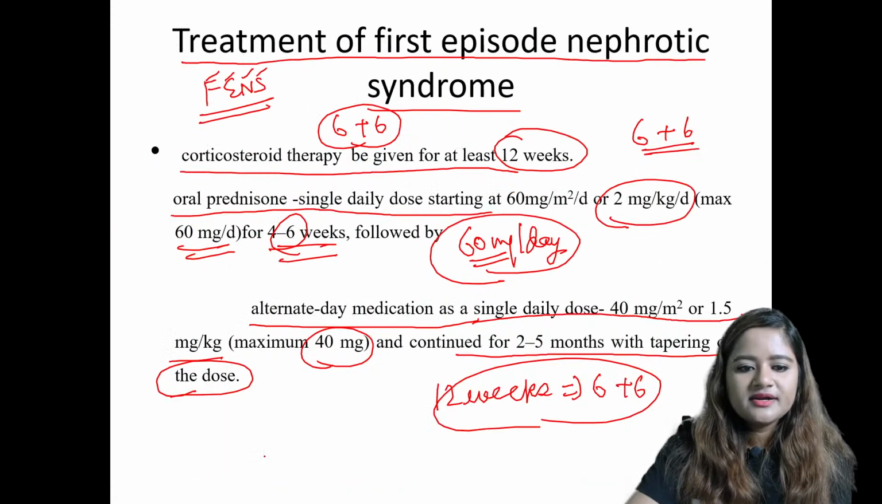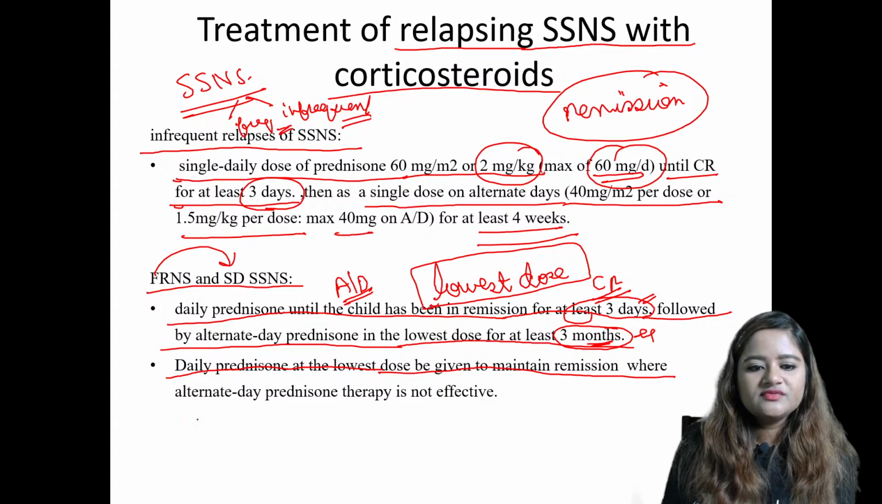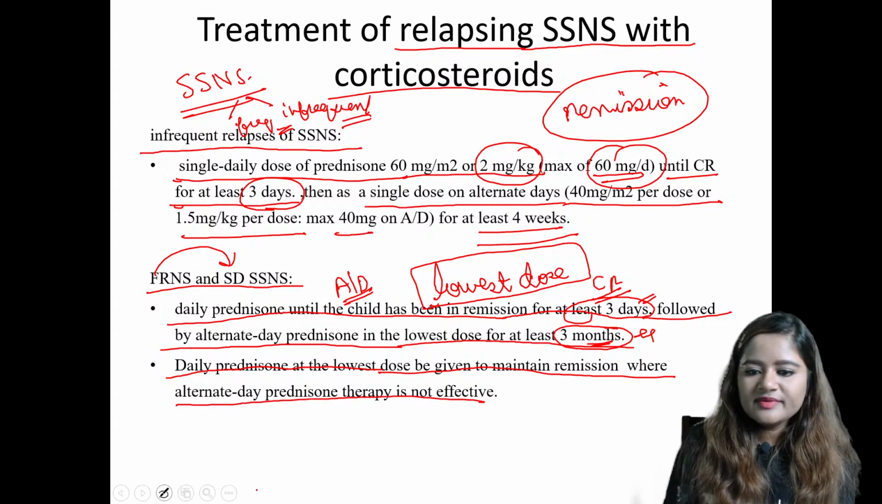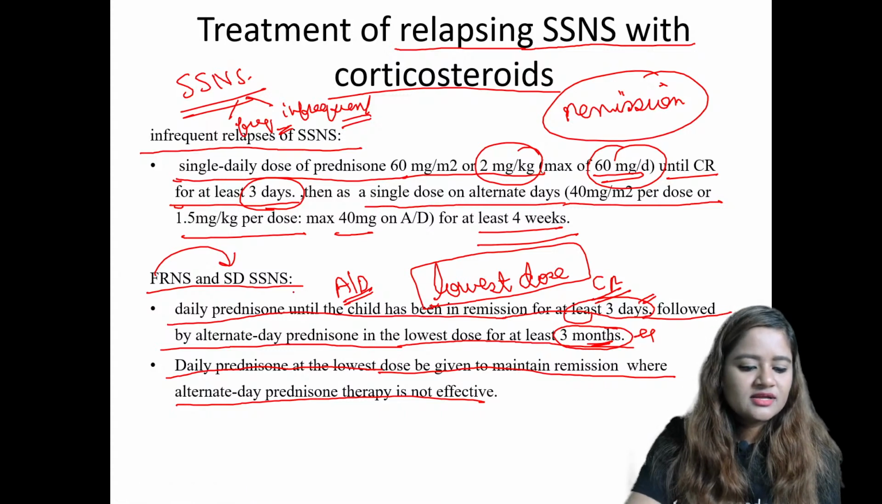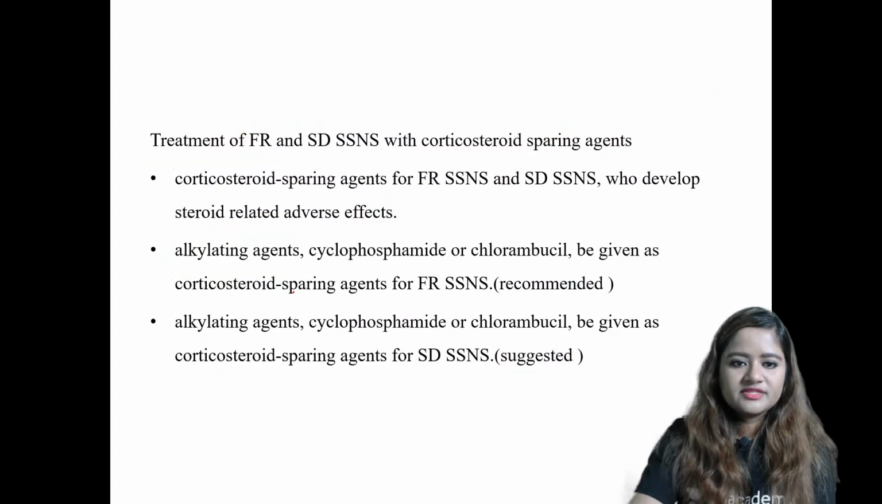So because of this dependency, you have to follow this regimen. Daily prednisolone is given at the lowest dose to maintain the remission where alternate day prednisolone therapy is not effective. So whatever minimum dose you have seen on tapering, the dose at which the child is able to stay in the remission phase, you have to continue that dose for 3 months.